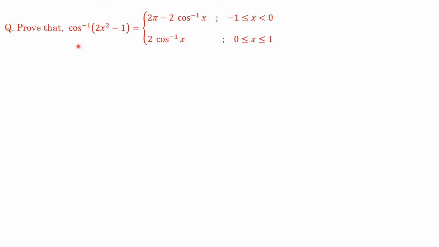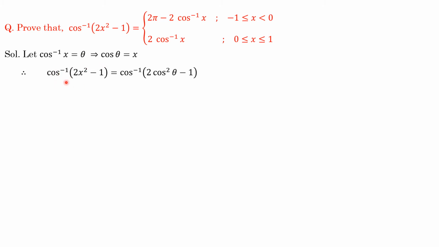Prove that cos inverse of 2x square minus 1 is equal to this whole expression. So first of all we take a substitution x is equal to cos theta, meaning cos inverse x is equal to theta, and since it is a cos inverse function, the domain is from -1 to 1, and this theta will lie between 0 and pi. You know that one.